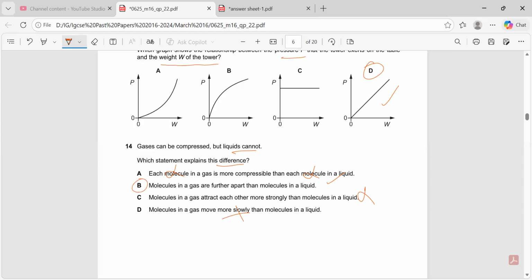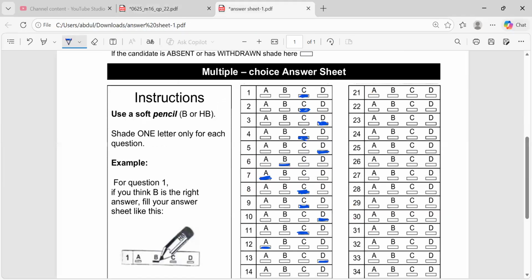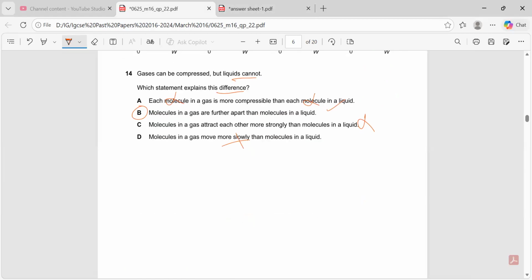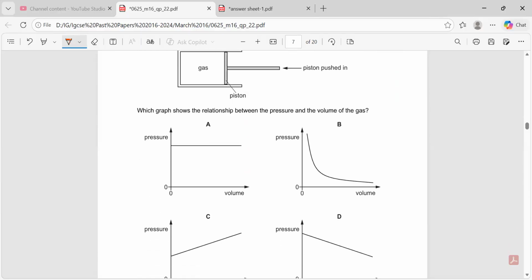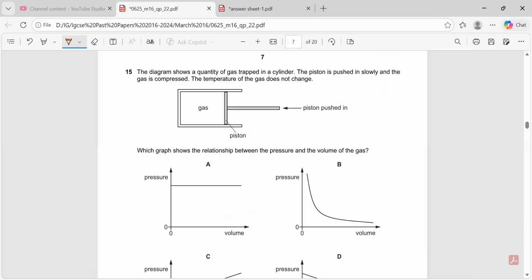So correct answer is B. Molecules in a gas are further apart, so they can be brought closer together. They can be pushed closer together, and in liquid they are already packed, so they cannot be further brought closer together. So correct answer for 14, my dear friends, that is what? That is B. Okay. Any question at any moment, please feel free. You can ask me, sir, come back, so I will be looking at it again. Going back to that question again.